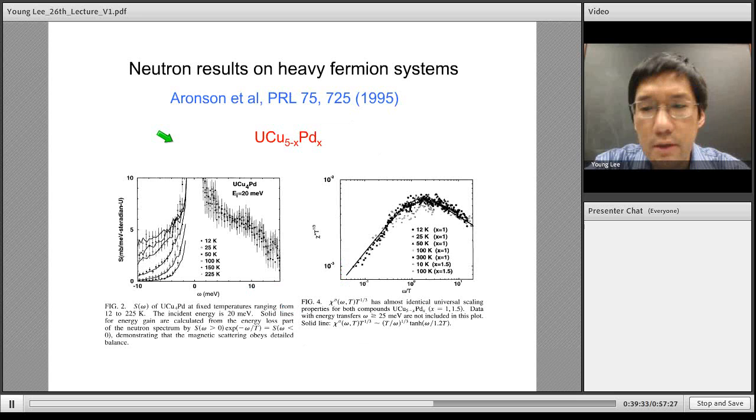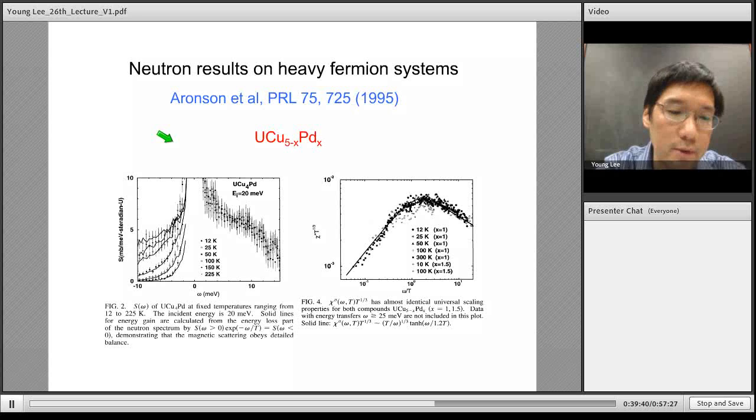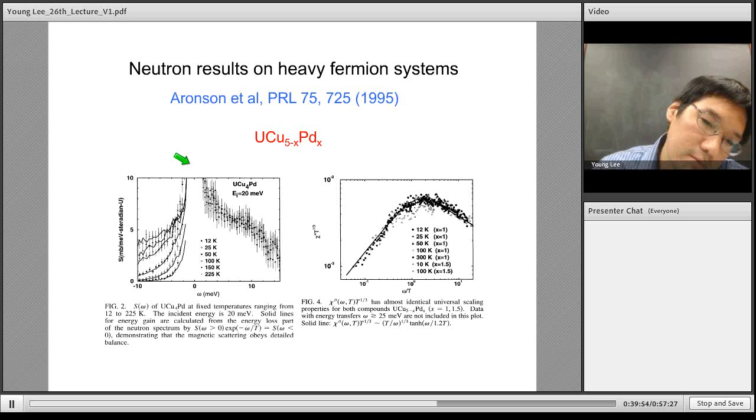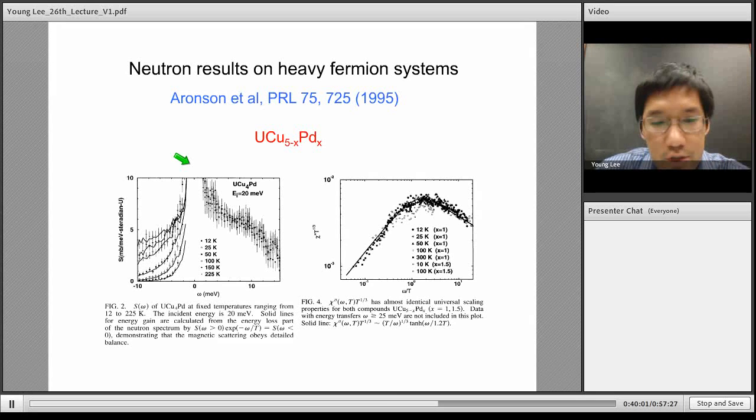And there are other heavy fermion materials. This was measured even earlier than the work I just showed you, by Aronson and co-workers on this uranium, copper, palladium material. Something that's kind of interesting is that if you just measure, this is almost the raw neutron data, S of, I guess this is the intensity as a function of energy. I don't know if it's Q integrated or not.